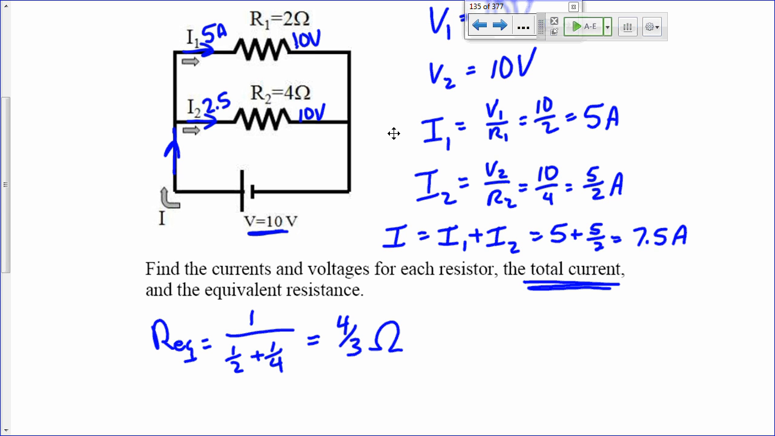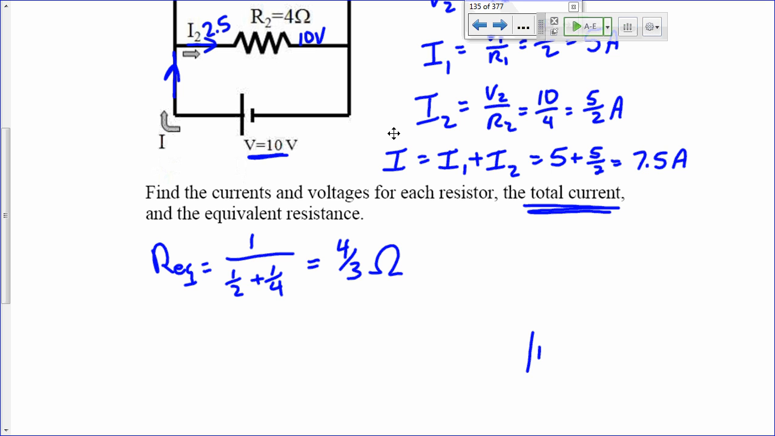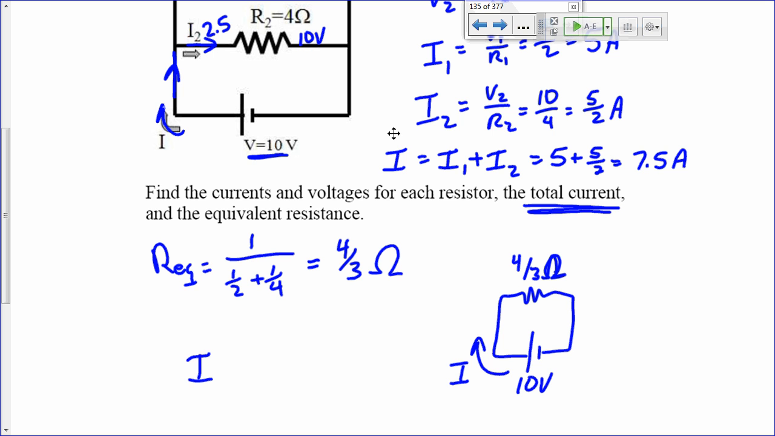Now, an alternate way of finding that total current. I know that that circuit is equivalent to this circuit. I have 4/3 ohms right here and 10 volts right here. So I can find the current in that circuit, which is the same current as up here. It's V over R. That's 10 over 4/3, 30 over 4, which is 7.5 amps. So you can find the total current in two separate ways.